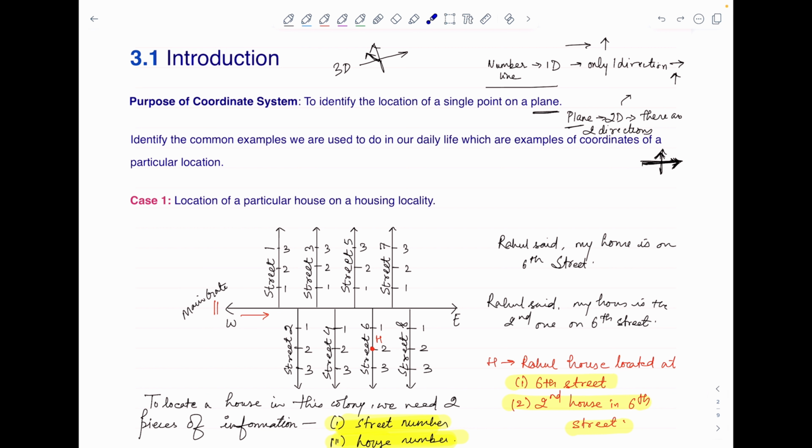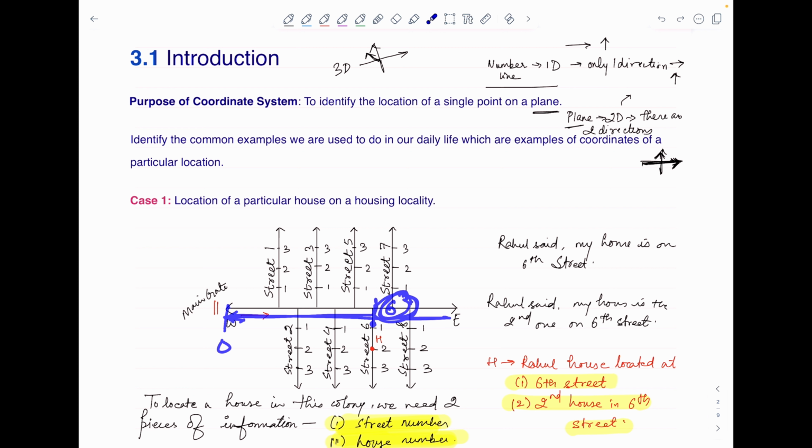See, here we said that the purpose of a coordinate system was to identify the location of a single point on a plane. Got my point? Here you see, using a number line we couldn't locate the house. Why? Suppose this east-west line is the number line. This was our origin 0. We traveled to number 6, but we couldn't find the house.